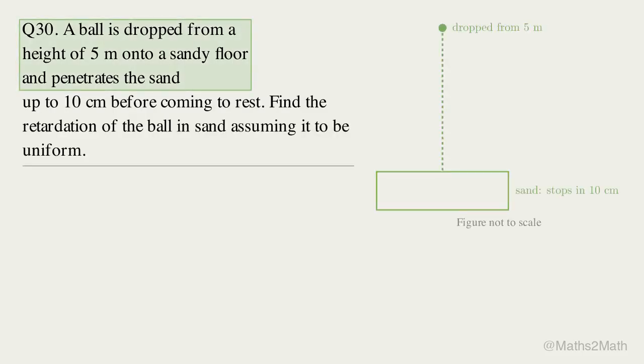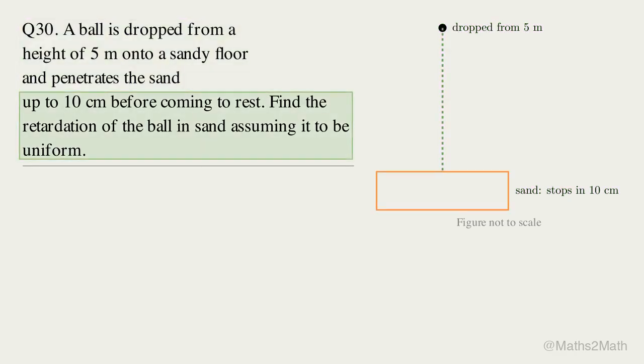Question 30. A ball falls 5 meters onto sand and stops 10 centimeters deep. Find the uniform retardation in the sand. What does this mean? The fall sets the impact speed. The sand must remove all of it within 0.1 meters, falling 5 meters.